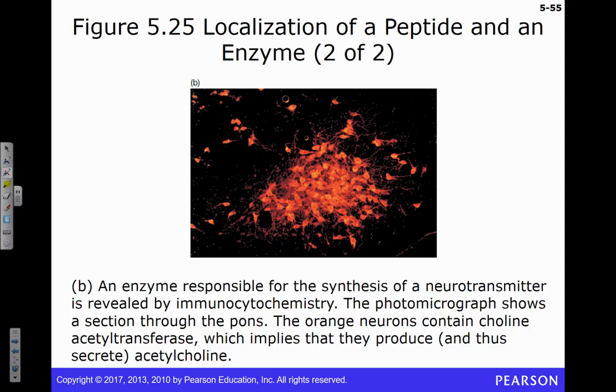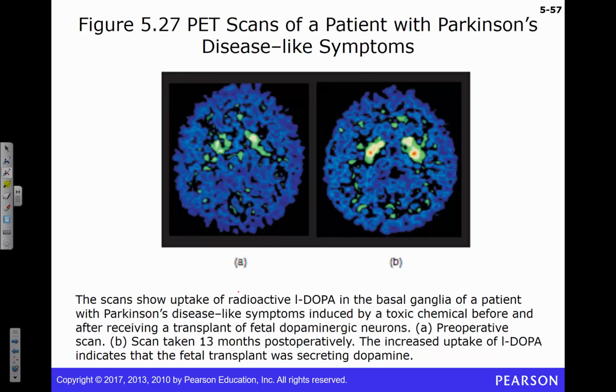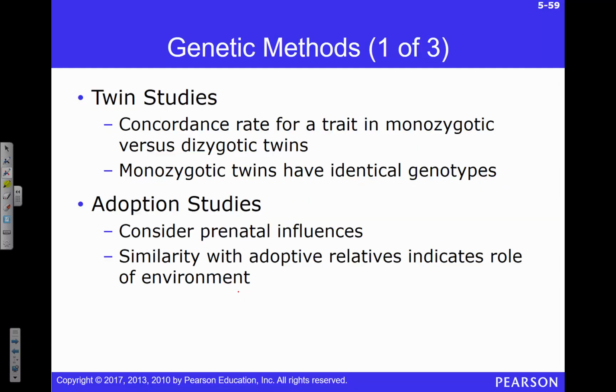You can measure those chemicals. Again, that microdialysis or fast cyclic voltammetry, you can measure dopamine or any other neurotransmitter release.